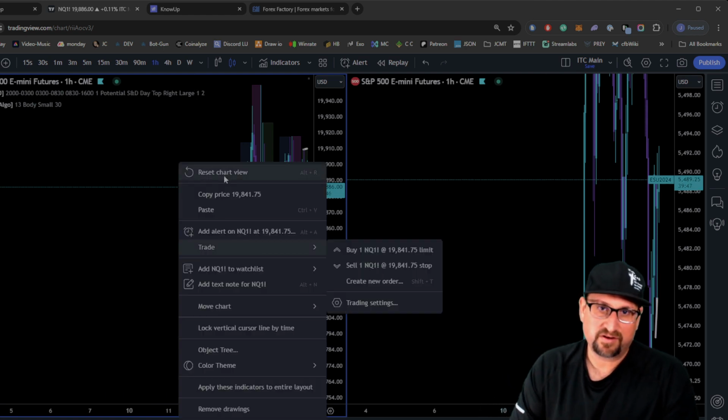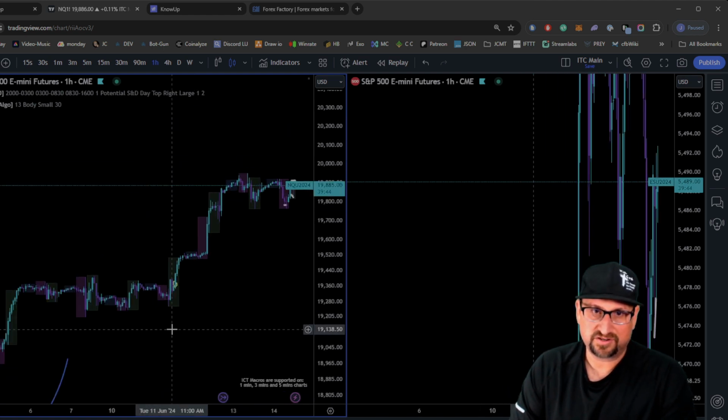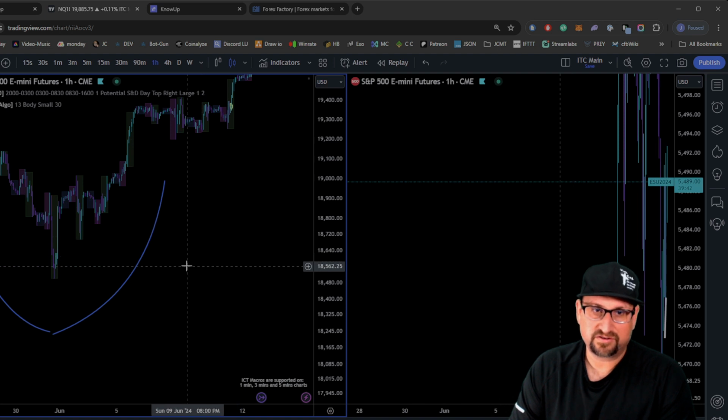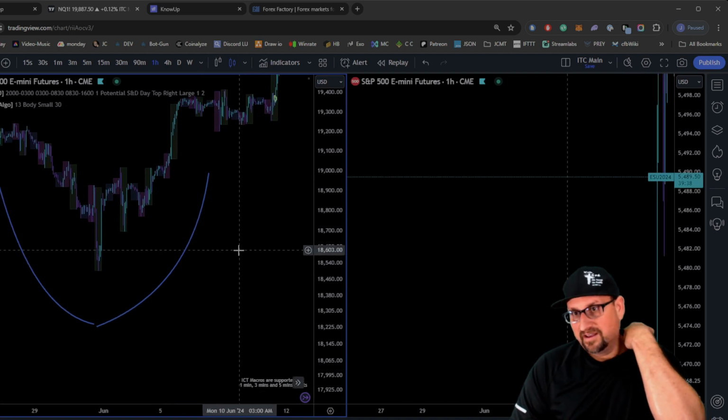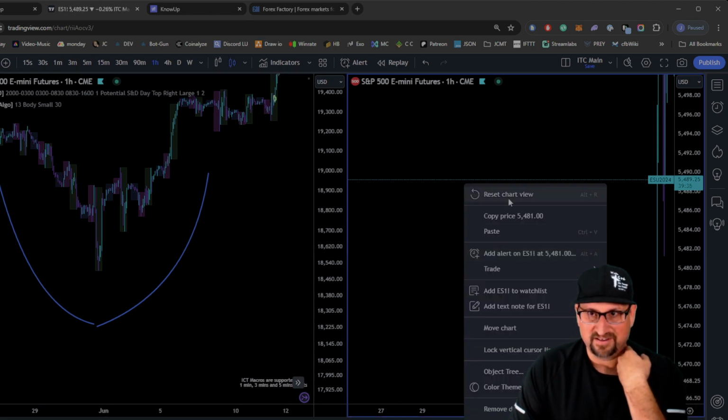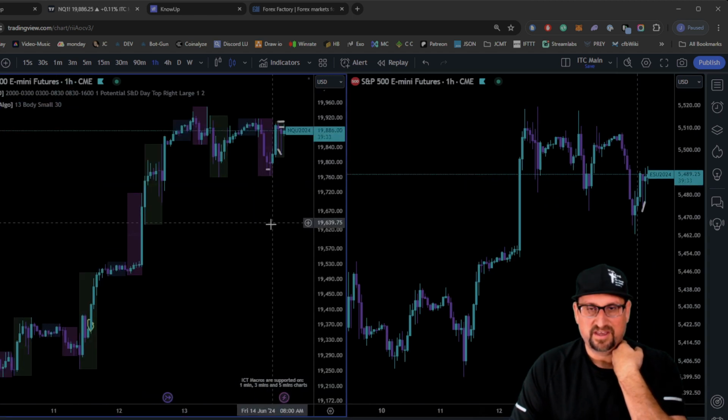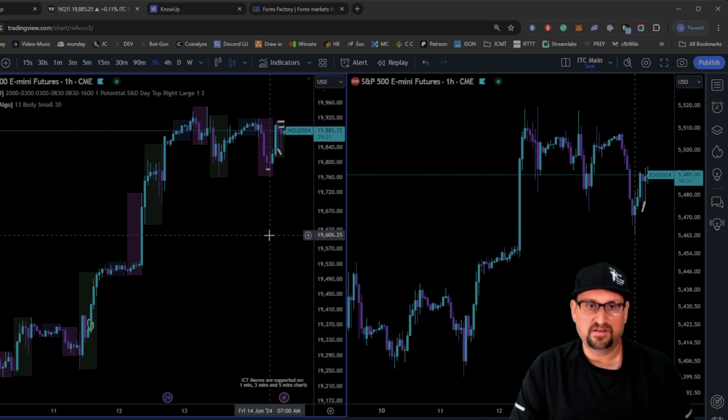This is where we're looking for market maker models and structure. We're looking, same thing, internal, external liquidity, fair value gaps, and breaker blocks. But this is going to be more intimate data. Okay, this is going to be more of a "things could happen right now" view.